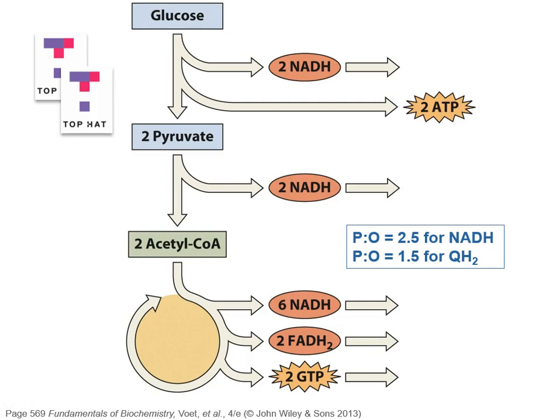So one of the things I asked you to do in your Top Hat exercise for this morning is go through and count how many ATPs you get per 1 mole of glucose. The way we do this is we look at both oxidative phosphorylation and substrate level phosphorylation, and we use these P to O ratios. So glucose to pyruvate gives us 2 NADH and 2 ATPs, so that's substrate level phosphorylation. Pyruvate to acetyl-CoA gives us 2 NADHs, and then 2 acetyl-CoAs go around twice, and we get 6 NADHs, 2 FADH2s, and 2 GTPs.